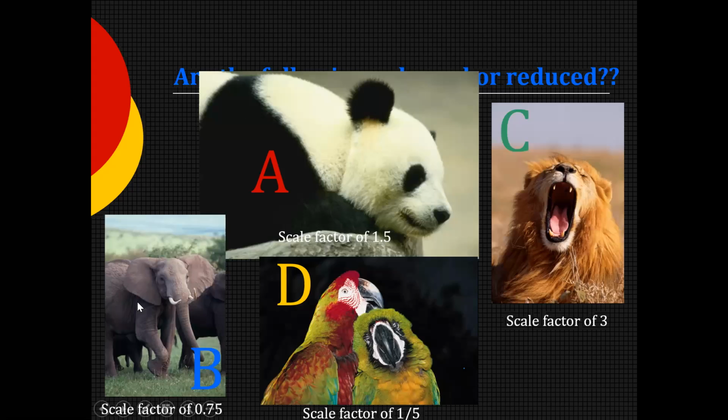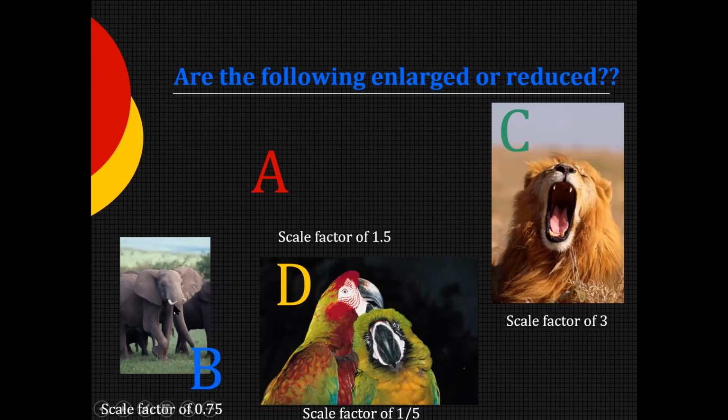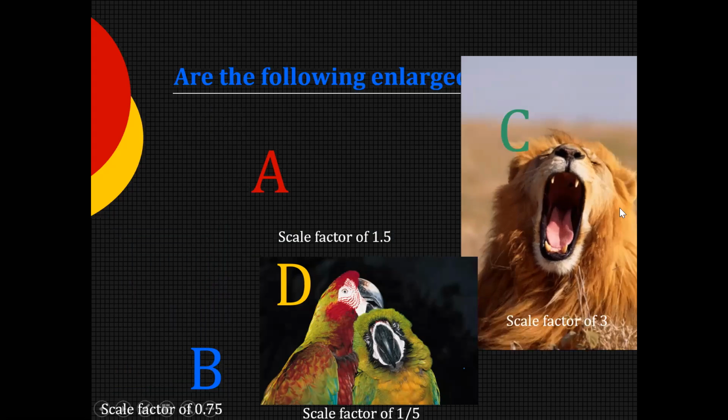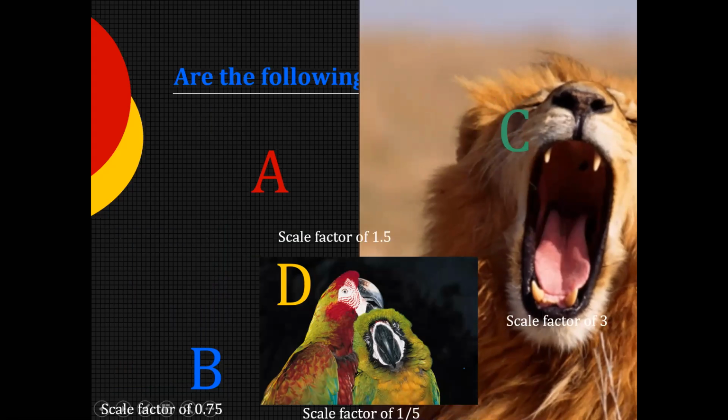So what do you expect to happen to the picture of the elephant? It gets smaller. Right. What about C? Scale factor of 3. Enlarged. Like really big. So let's see. 3. Whoa. That almost swallowed my head there.